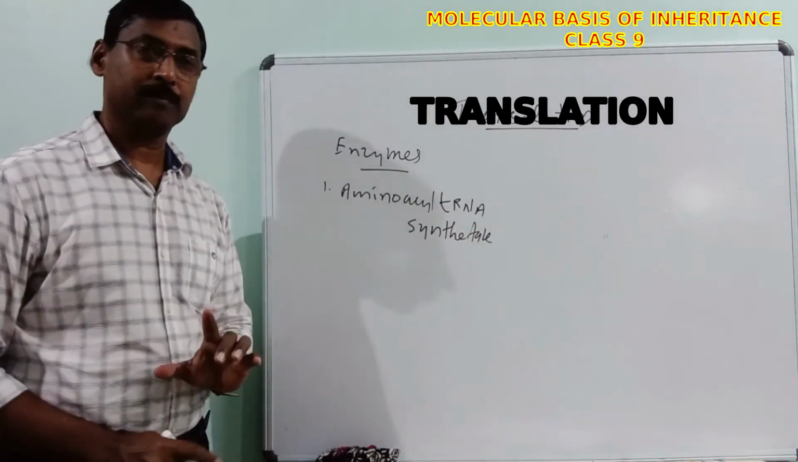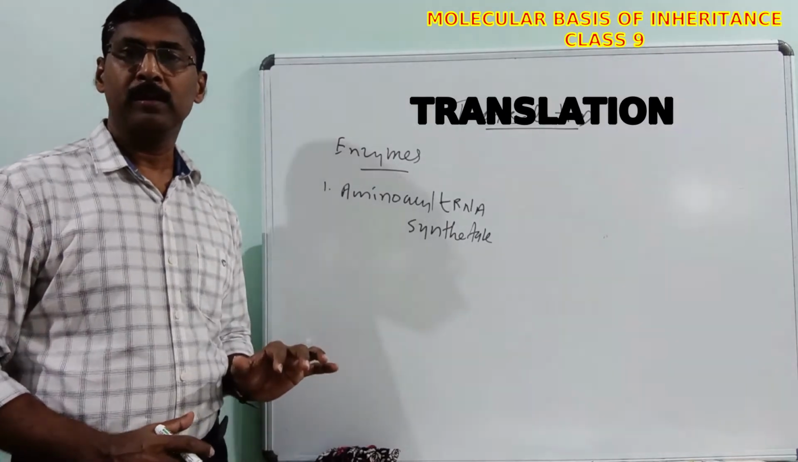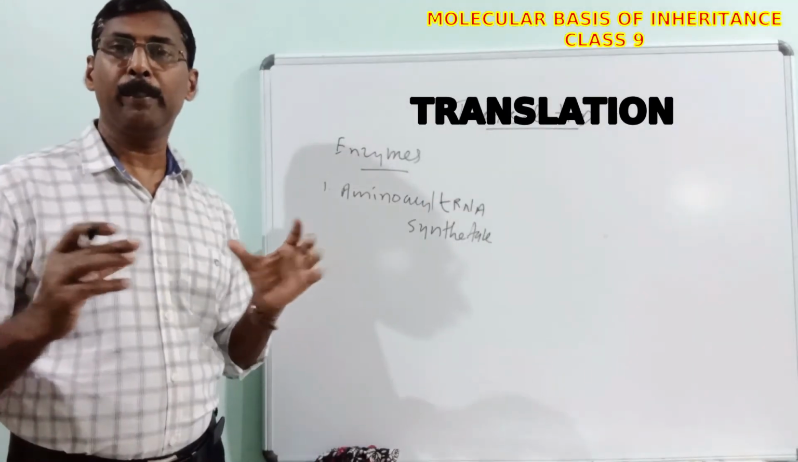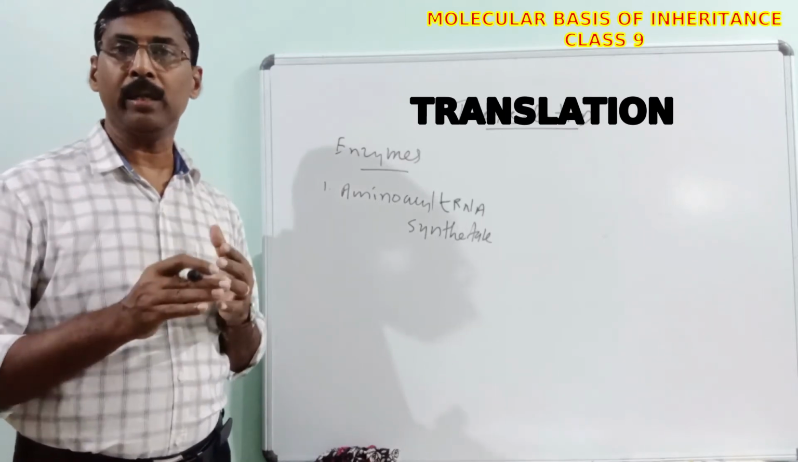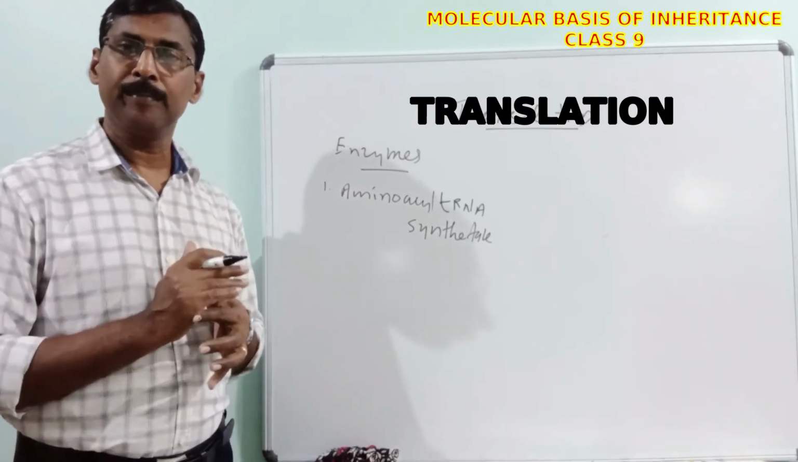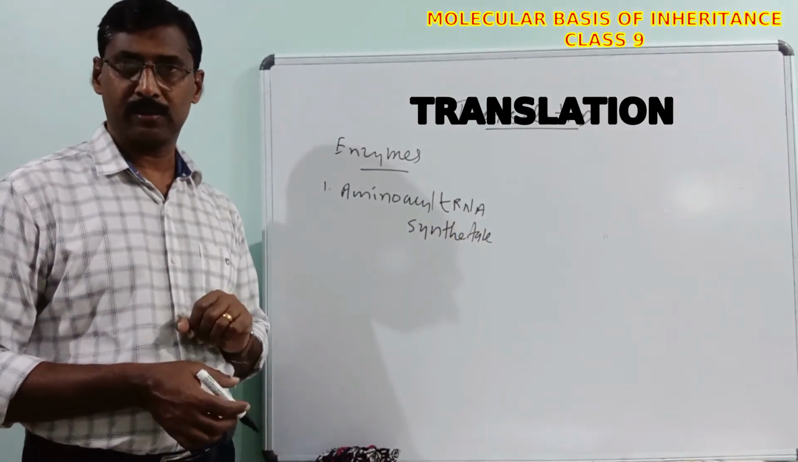This is one enzyme that is required for the combination of amino acid with the transfer RNA. For combining an amino acid with the transfer RNA, this enzyme is required: amino acyl transfer RNA synthetase.